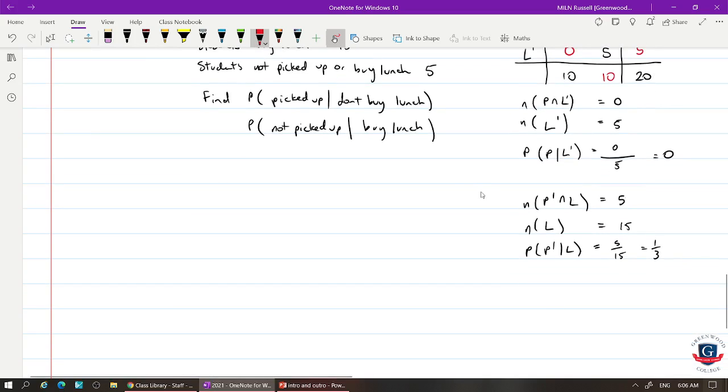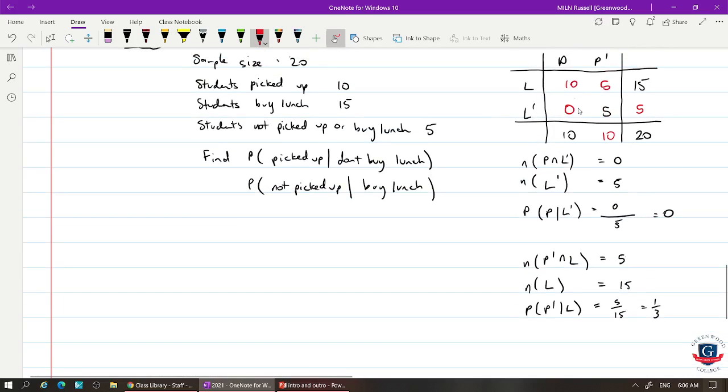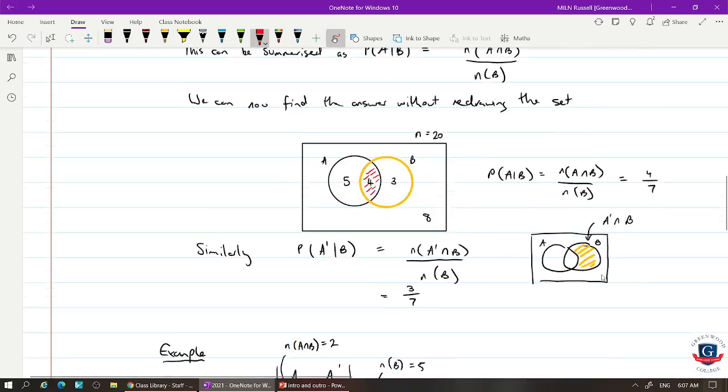What about not picked up given lunch? Well, the intersection of not picked up and lunch. Not picked up and lunch is 5. The number in just lunch alone, lunch is 15. Divide those to get our given statement. Not picked up intersection L is 5. L itself is 15. Divide them, you get a third. And there are some conditional probability statements.